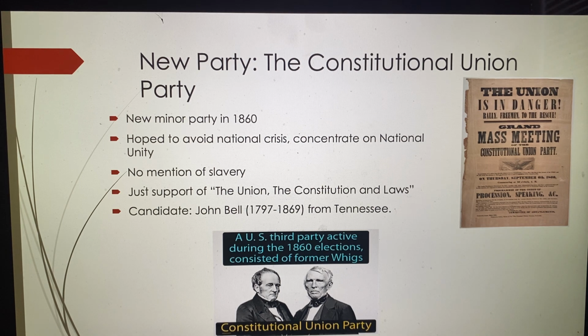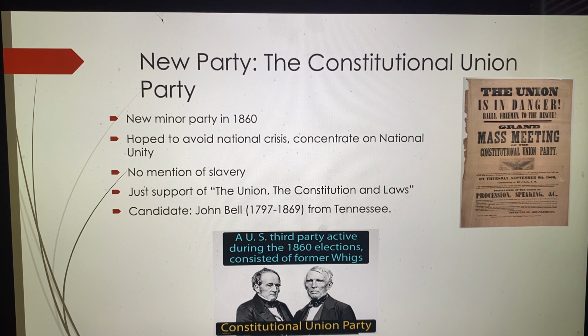Again, that new party, the Constitutional Union Party, was the new minor party in 1860 that I just talked about, with John Bell from Tennessee. He didn't mention slavery, although he was actually pro-slavery, from Tennessee, but he supported just the one issue. He supported that the Union should stay a union, and he believed in the Constitution, and he believed in the laws of the United States of America. So this was the new party, which actually split the vote. So it split all four of these.